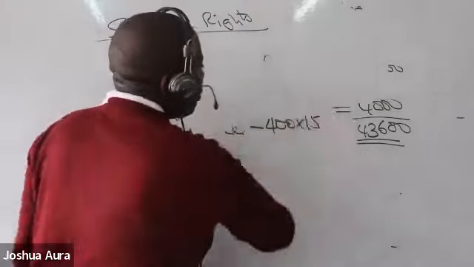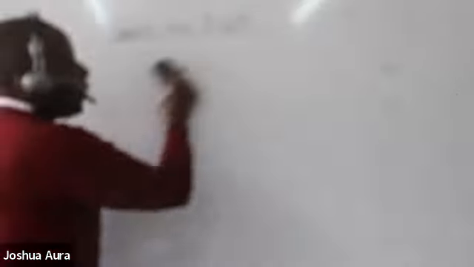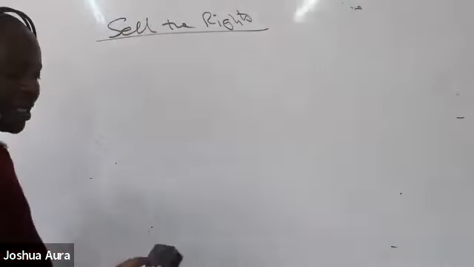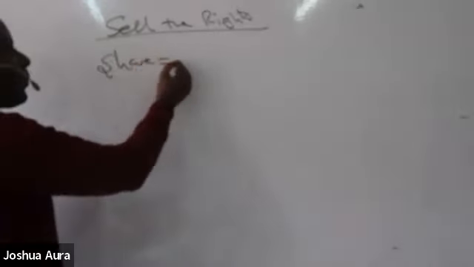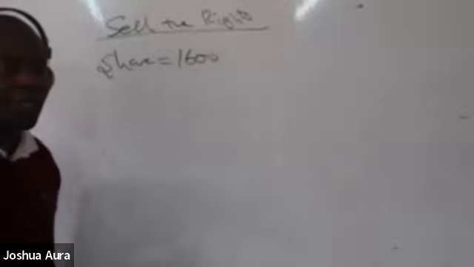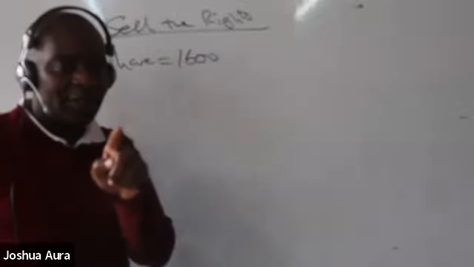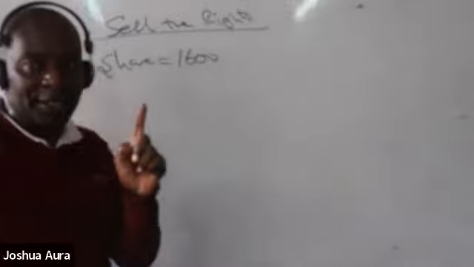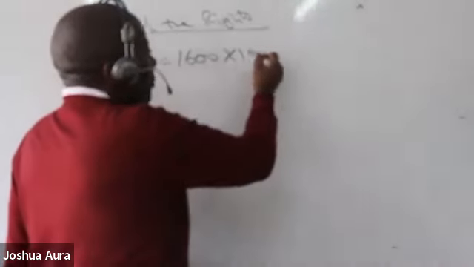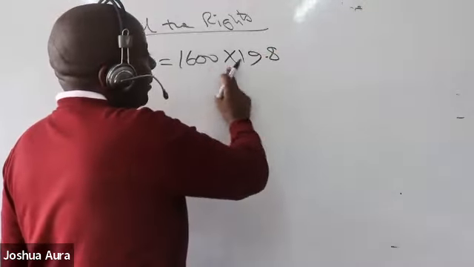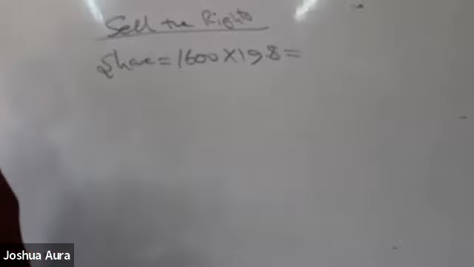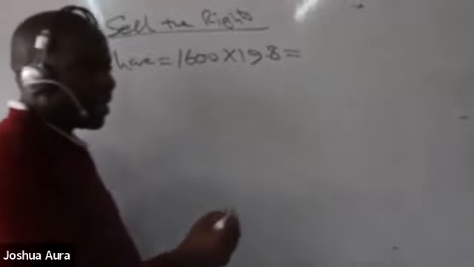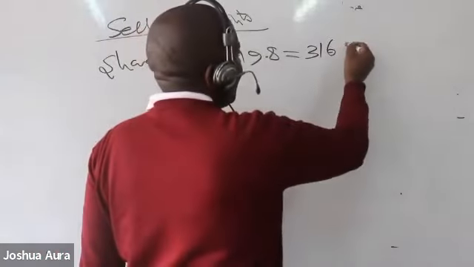When I sell the rights, of course, the shares that I'll be having will be 1,600, isn't it? But at how much? 19.8, because we expect the price to be diluted. So 1,600 times 19.8 will give me 31,680.